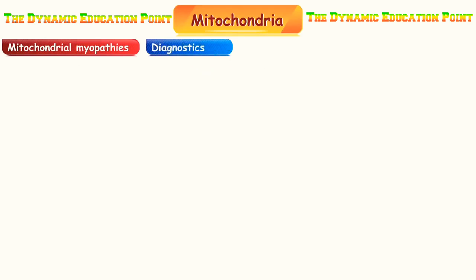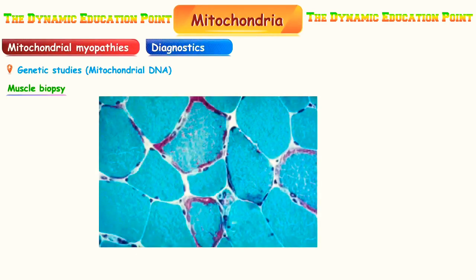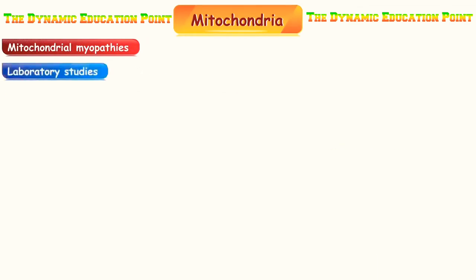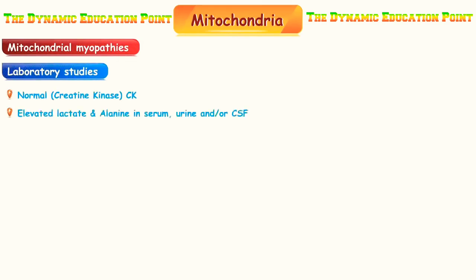Some diagnostics are genetic studies, including mitochondrial DNA, and muscle biopsy. Immunohistochemistry typically shows ragged red fibers, which are caused by subsarcolemmal and intramyofibrillar accumulation of defective mitochondria in muscles, or mitochondria stain red. Laboratory studies for this include normal CK and elevated lactate and alanine in serum, urine, and/or CSF. The treatment is mainly supportive.